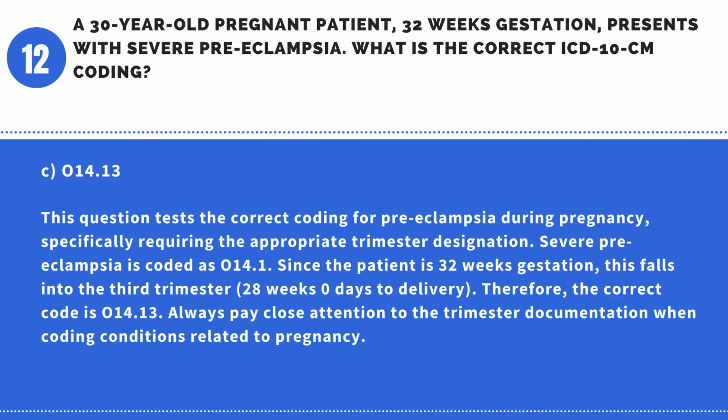O14.13. This question tests the correct coding for preeclampsia during pregnancy, specifically requiring the appropriate trimester designation. Severe preeclampsia is coded as O14.1. Since the patient is 32 weeks gestation, this falls into the third trimester, 28 weeks 0 days to delivery. Therefore, the correct code is O14.13. Always pay close attention to the trimester documentation when coding conditions related to pregnancy.